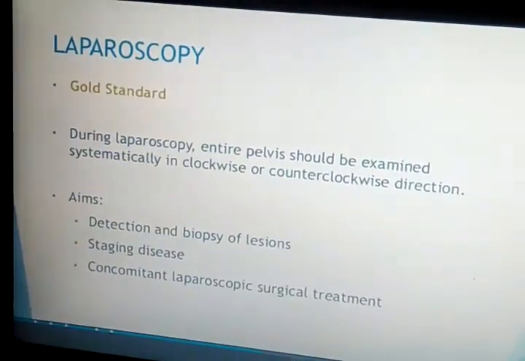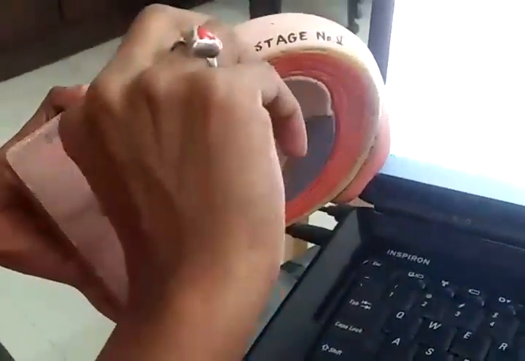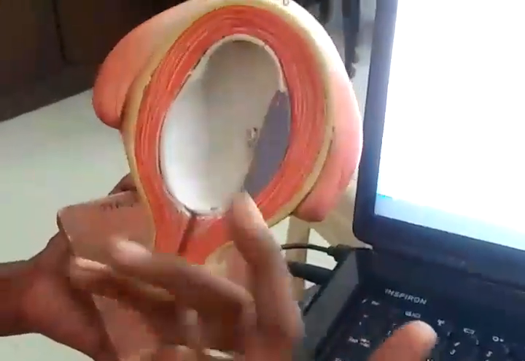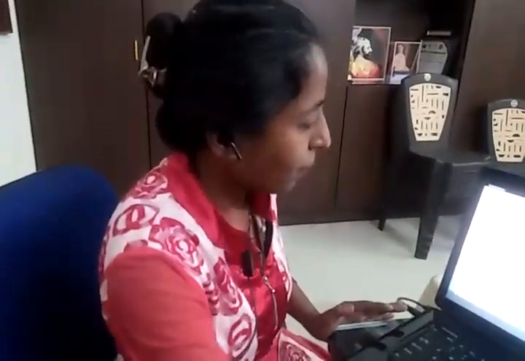For example, if any mass is present and we can see it, we take a part of the mass and send it for further investigation. That is the biopsy we do. It is also required for staging the disease, to know at which stage the endometriosis is. And if you want to do any surgical procedure concomitantly, laparoscopy is used. As we know, laparoscopy is both diagnostic and therapeutic.